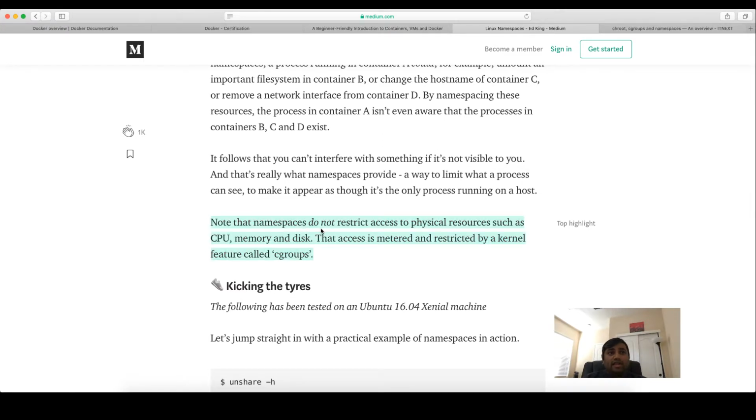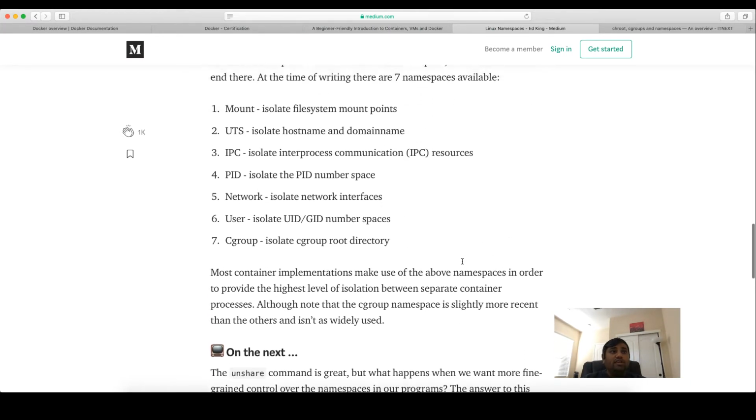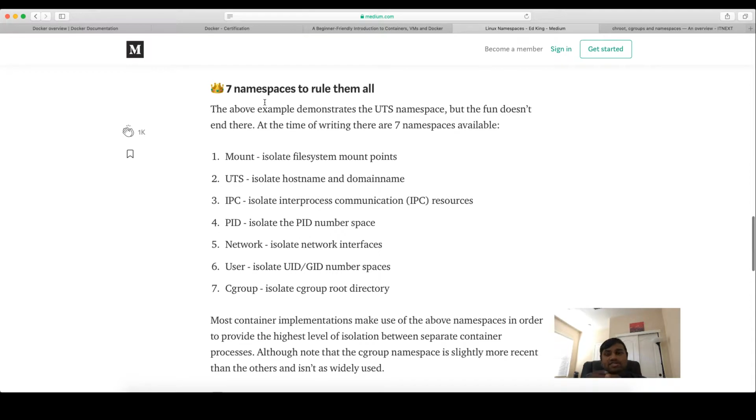Note, namespaces do not restrict access to physical resources. So we're not talking about physical resources here. When we say physical resources, CPU, memory, and disk, that restriction is taken care of by another feature called cgroup. We'll look at some of these things in more detail. There are 7 different types of namespaces available in your Linux kernel: mount, UTS, IPC, PID, network, user, and cgroup.